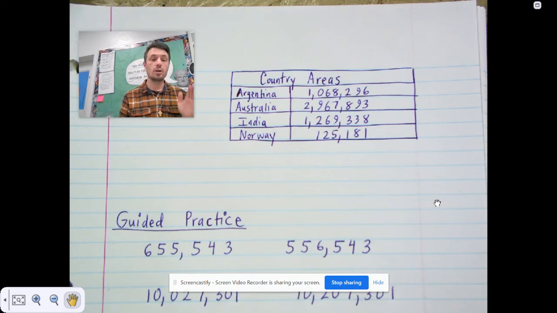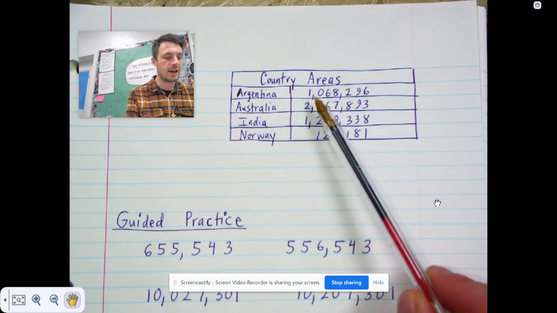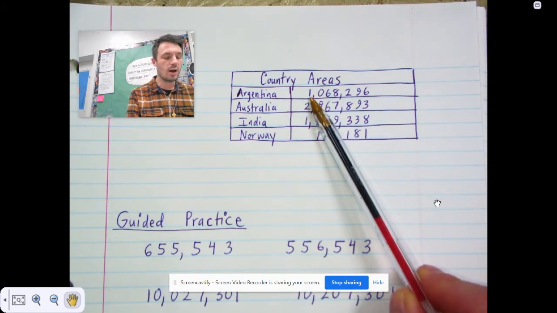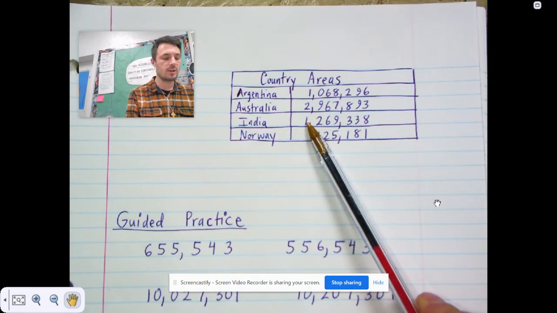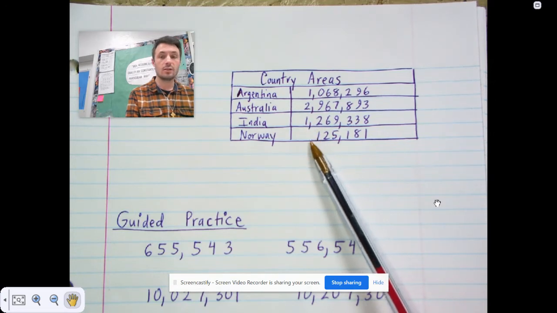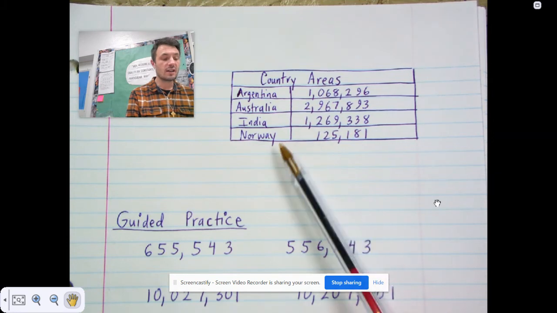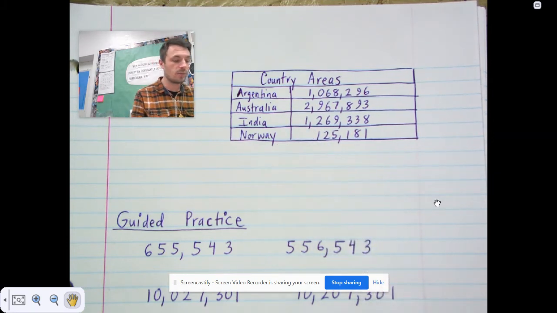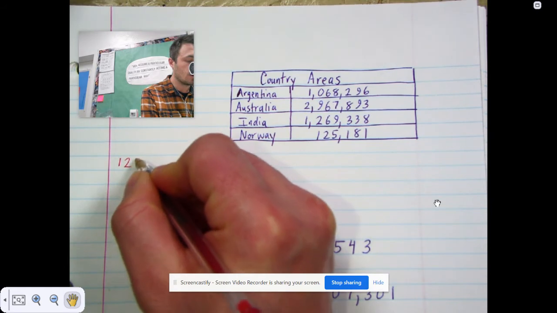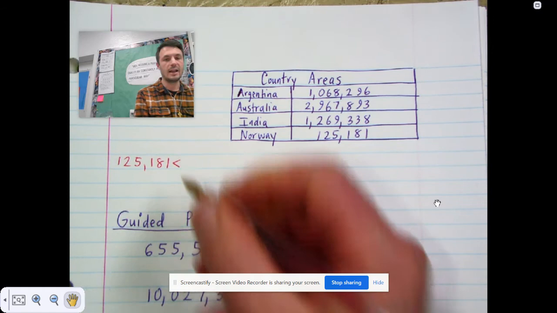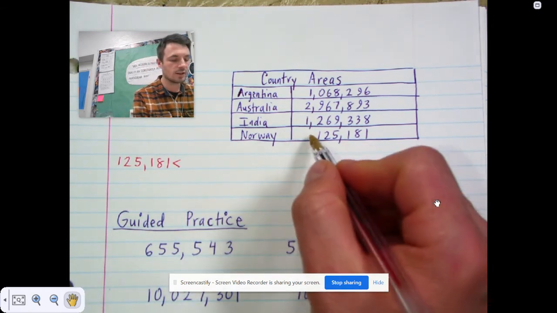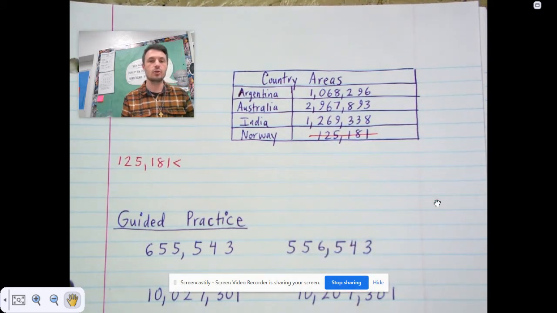And again, we start over at the left of the number and we compare the place value position. So we can see that Argentina has a 1 in the 1 millionths place. Australia has a 2 in the 1 millionths place. India has a 1 in the 1 millionths place, and Norway has nothing in the 1 millionths place. So the fact that Norway has no digit there at all means it's by far the smallest country. So we're going to put it all the way over to the left, and we're going to write less than. And we're going to cross off Norway because we know it's the smallest country.